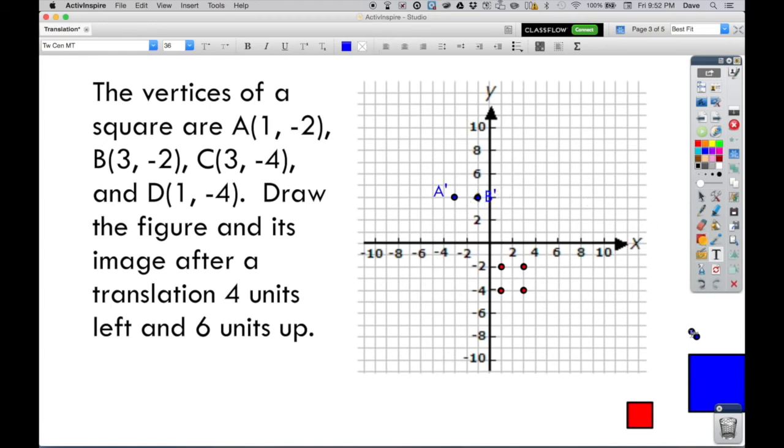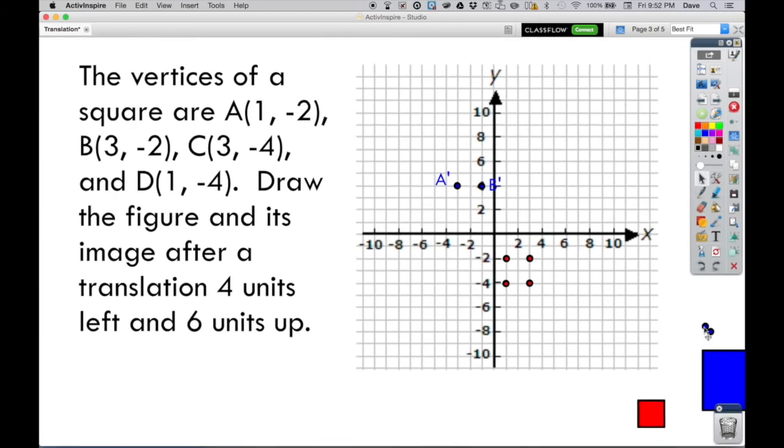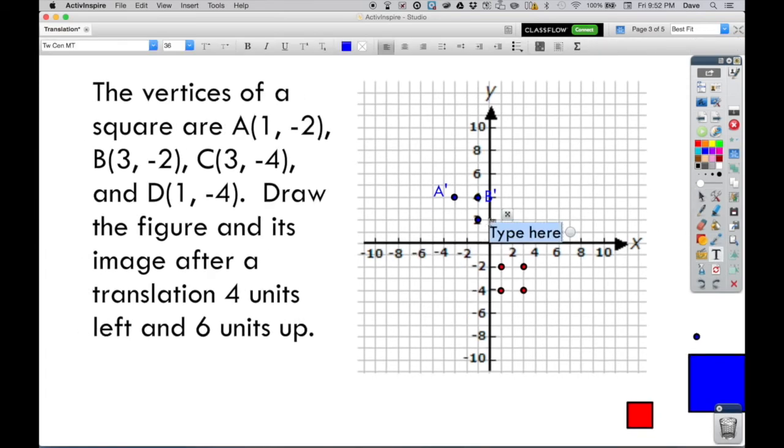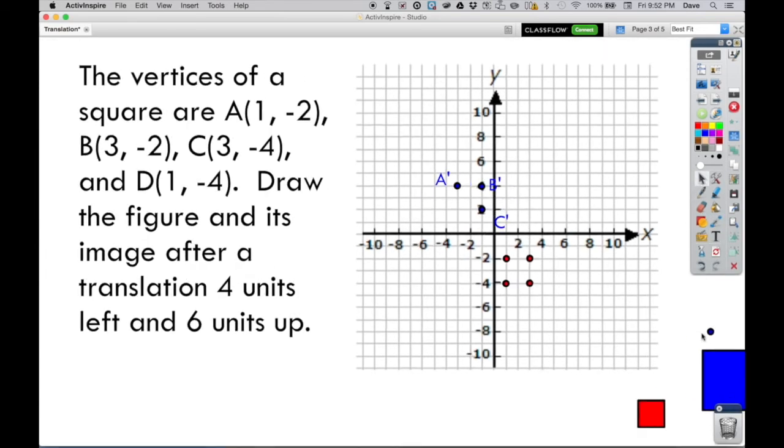All right, and then we just keep doing the same thing to the rest of them. We now take C. C was 3, negative 4, this one right here. So again, 4 units to the left, 6 units up. There's C prime. And finally, we tackle D. D was this one. And apply the same translation. 4 units left, 6 units up, and there's D prime.